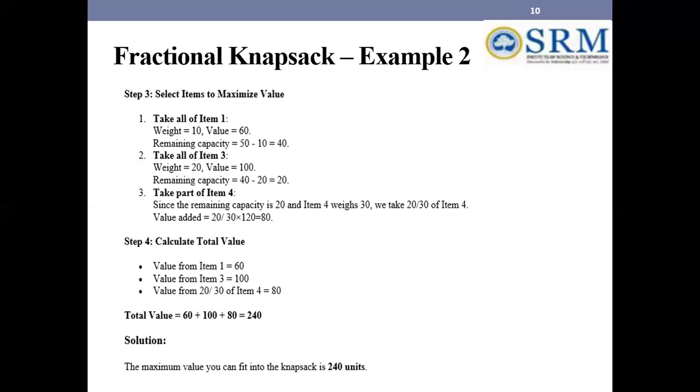Now, after adding 20 kg of item 4, the knapsack becomes full. So this process can be stopped. Now 3 items are added. Item 1 completely added. Item 3 completely added. Item 4, only 20 kg is added. Now add the value of all 3 items. 60 plus 100 plus, for 20 kg, the value is 80. So the total value is 240. That is, 240 is the value of the items added into the knapsack to make it full.